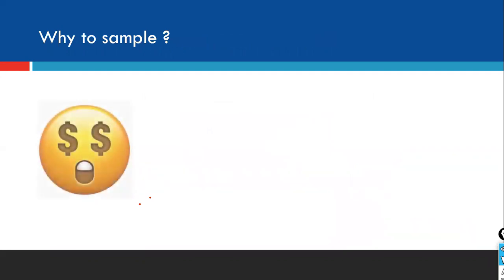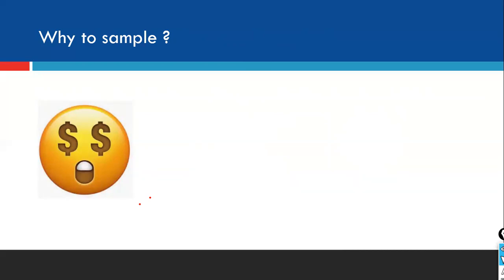Now the question is, is it possible to measure the height of all the males in the globe? It is not possible, right? Highly impossible, because all the people in the world, measuring their height is not possible. So that's the reason why we need to do sampling. A sample is a subset of the population.